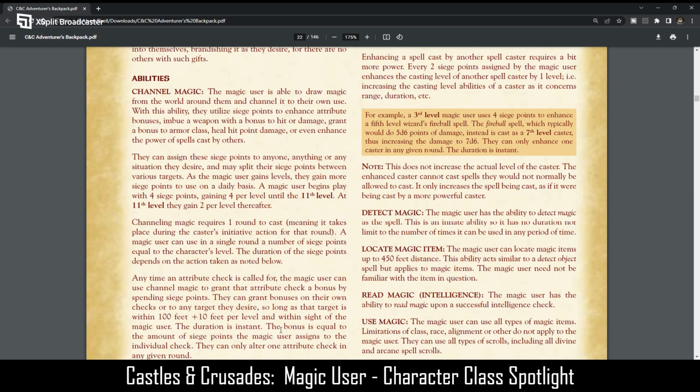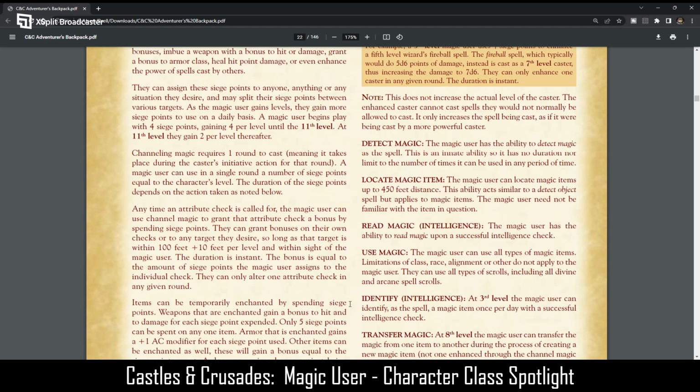Locate magic item. The magic user can locate magic items up to 400 feet distance. This ability acts similar to detect object spell but applies to magic items. The magic user need not be familiar with the item in question. It seems to be another one of those at will things as well, although it would probably take an action to do so.